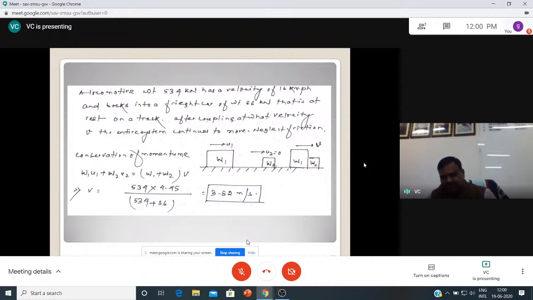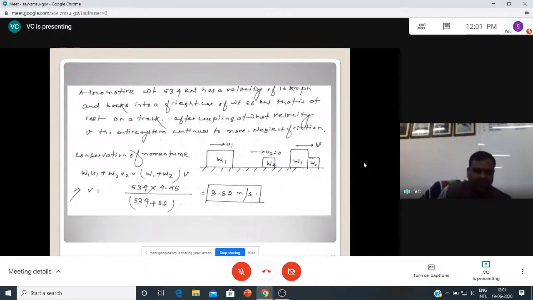After coupling, what is the common velocity V with which the entire system continues to move? Neglect the friction. Here we are using a conservative system where there is no loss, there is no gain. That's why the friction is obviously zero. When we apply conservation of momentum, by default the friction is zero. That is an assumption, because there is no loss and gain in the system.